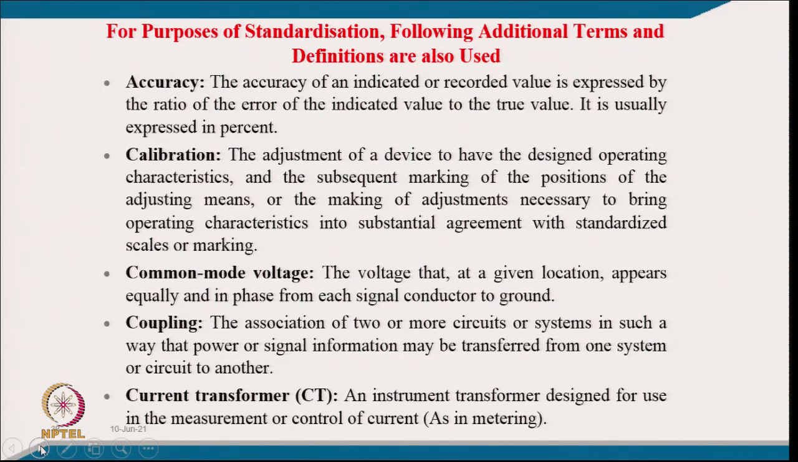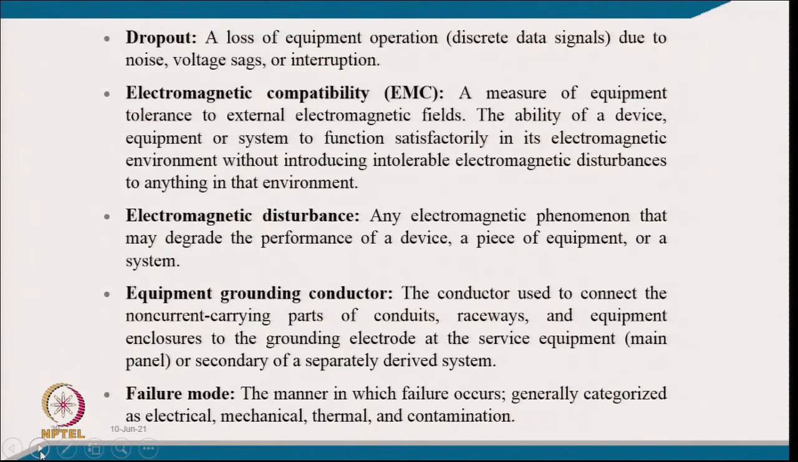Like a current transformer, you might have studied, an instrument designed for use in measurement and control. Why we define it is for measuring very large, kiloampere currents by an ammeter of very small ampere rating. Similarly, dropout is a loss of equipment operation or discrete data signal due to noise, voltage sag or interruption. Electromagnetic compatibility is a measure of equipment tolerance to external electromagnetic fields, and the ability of a device, equipment or system to function satisfactorily in its electromagnetic environment without introducing intolerable electromagnetic disturbance to anything in that environment. Electromagnetic disturbance is any electromagnetic phenomenon that may degrade the performance of a device, a piece of equipment or a system.